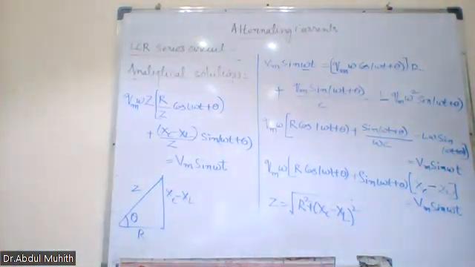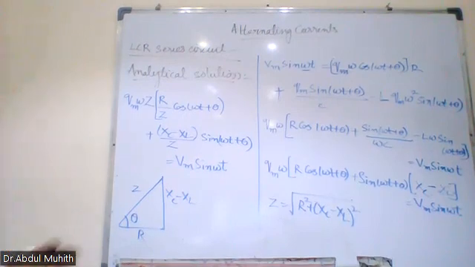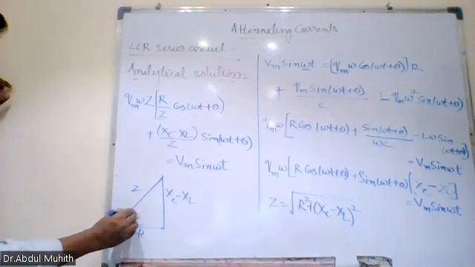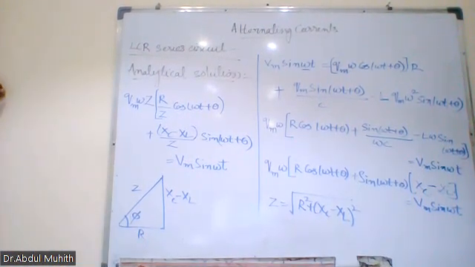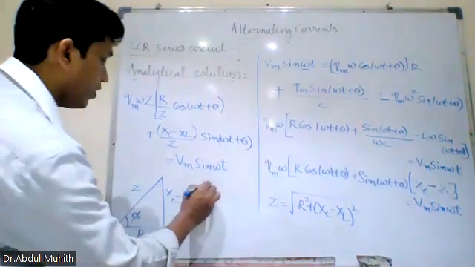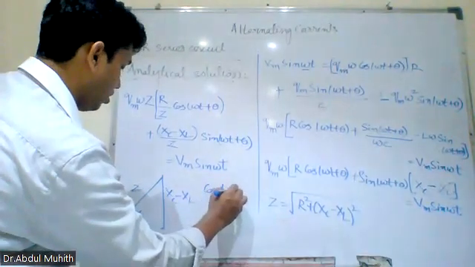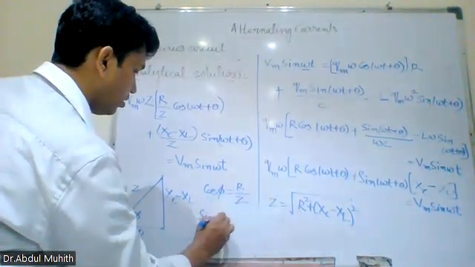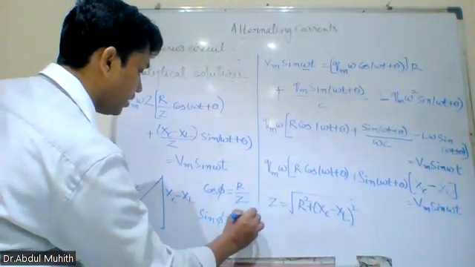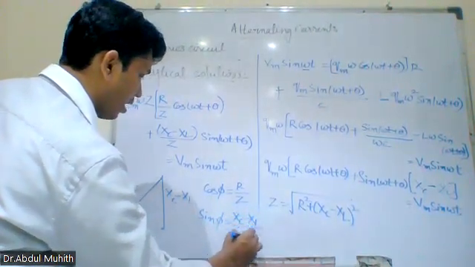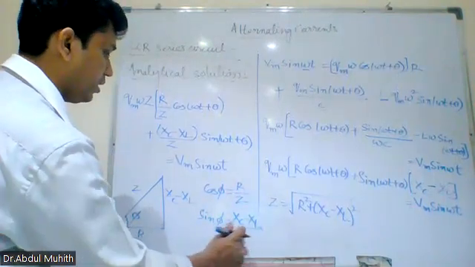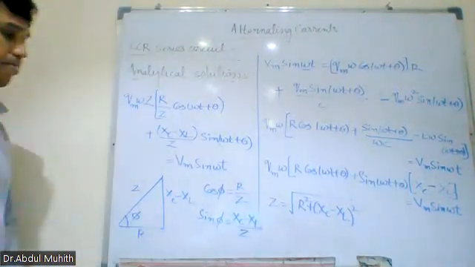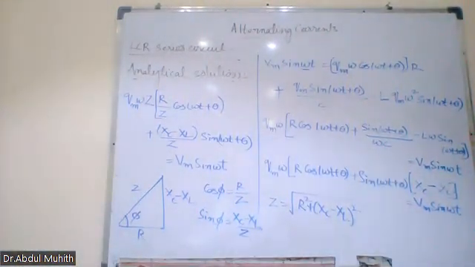Now what is cos phi? Instead of theta we are writing phi. What is cos phi? Adjacent side by hypotenuse, right? Yes, sir. So cos phi is equal to adjacent side by hypotenuse, R by Z. What is sin phi here? Sin phi is equal to opposite side by hypotenuse, XC minus XL divided by Z. Can I write like this? Yes.